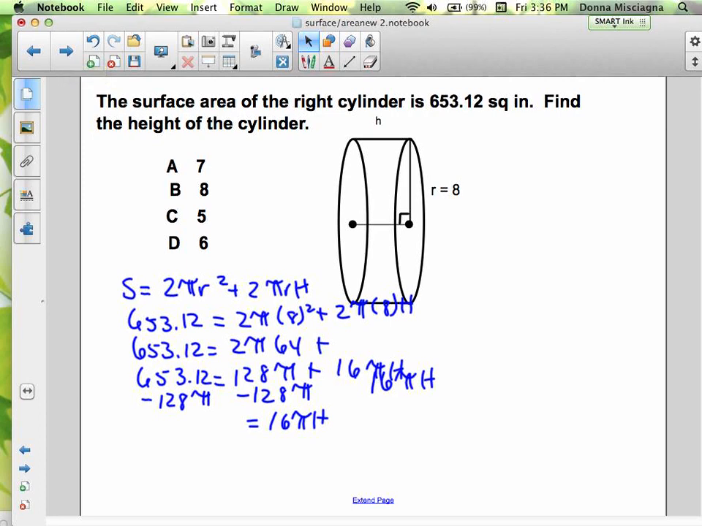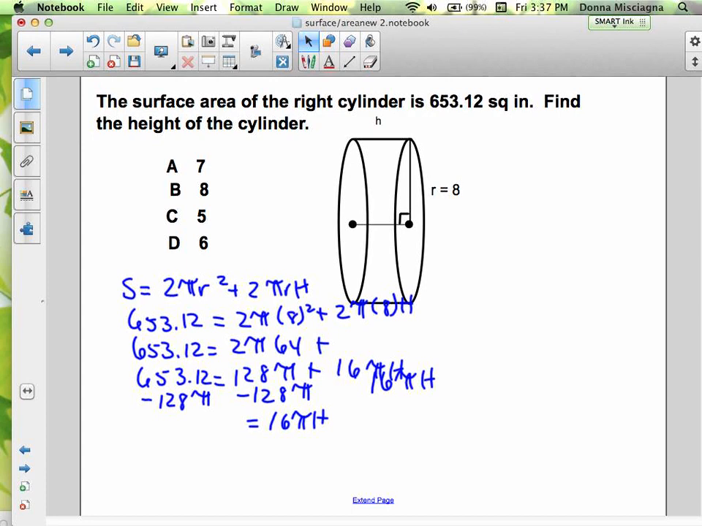All right, so we have 653.12, so this is not one to do without a calculator, and then subtract 128 pi. So I'm not going to multiply out 128 and then subtract. I'm just going to subtract 128 pi and let the calculator work with 128 pi, and it doesn't care. So I get 250.9961403. Right, that's almost 251.